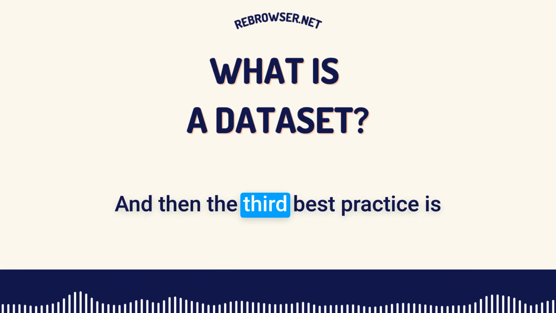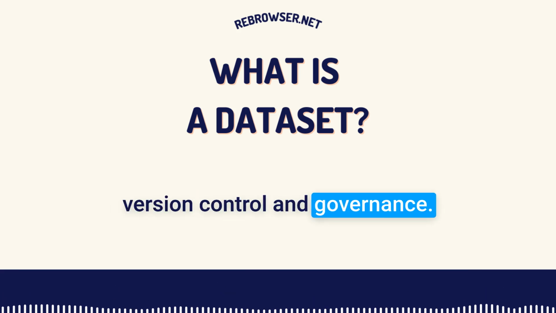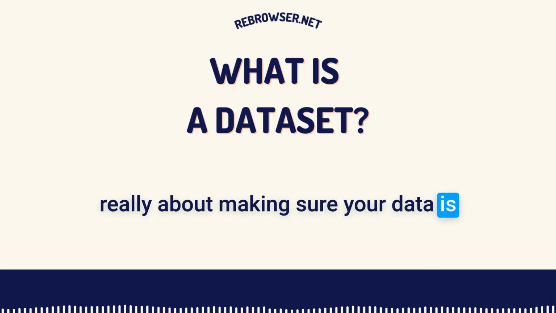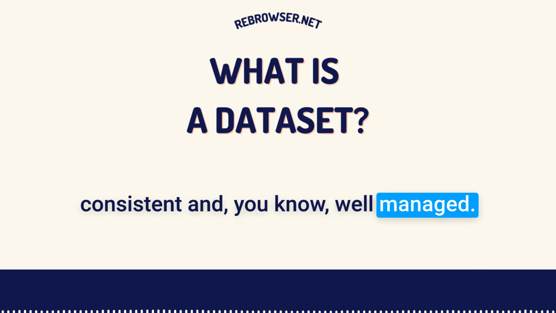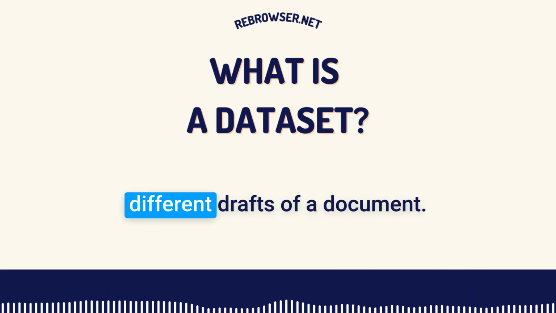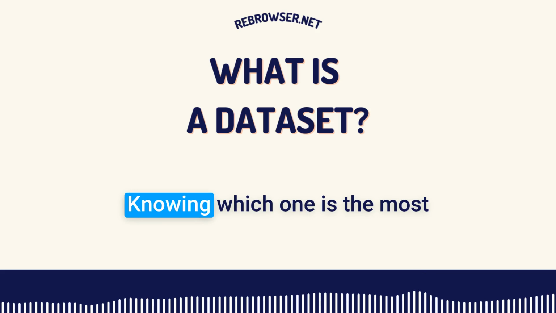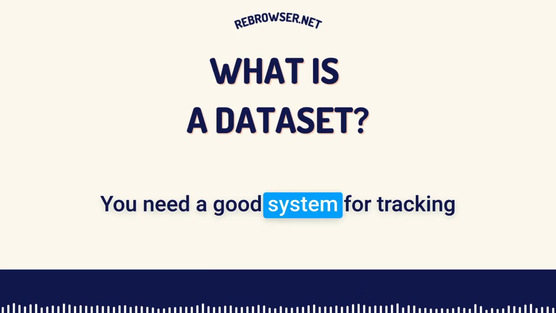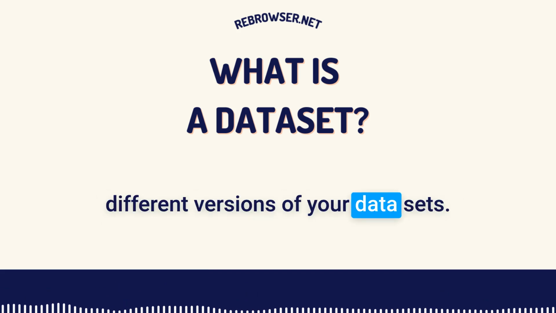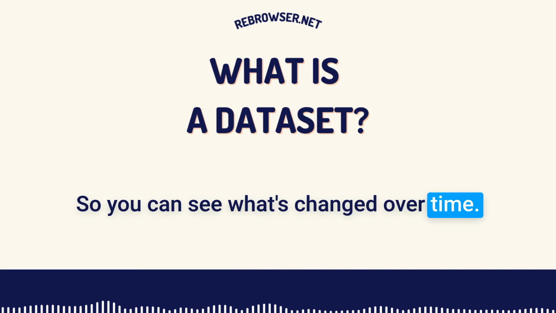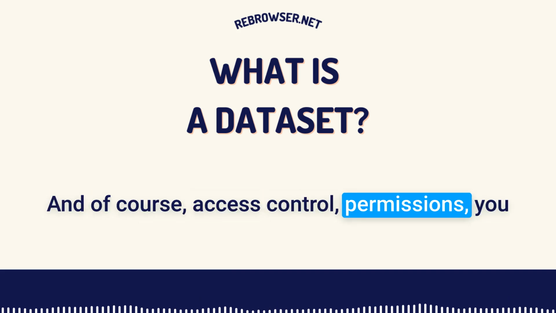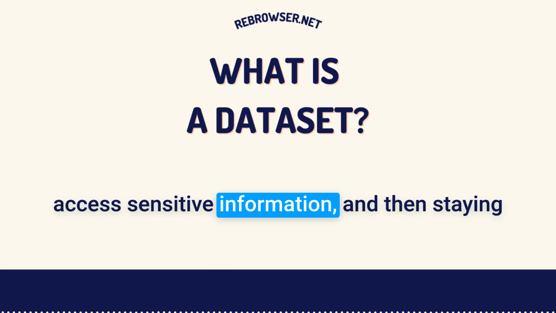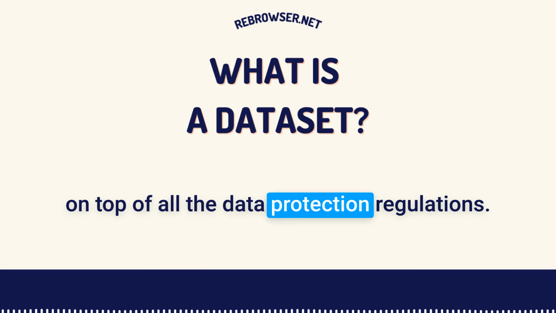Exactly. And then the third best practice is version control and governance. Might sound a bit technical, but it's really about making sure your data is consistent and well managed. So, like keeping track of different drafts of a document, knowing which one is the most recent and what changes were made. Yep. You need a good system for tracking different versions of your data sets so you can see what's changed over time. And of course, access control, permissions, making sure only the right people can access sensitive information. And then staying on top of all the data protection regulations.